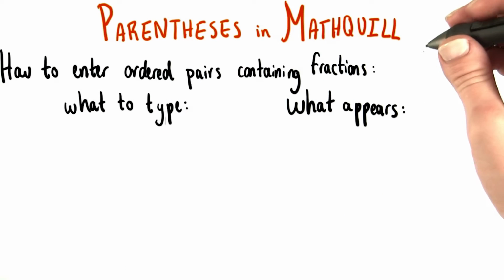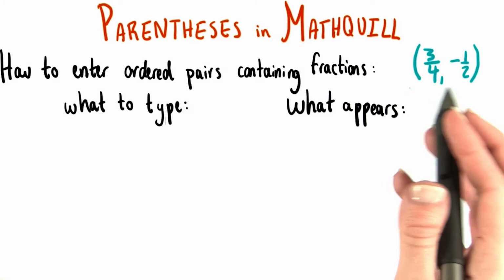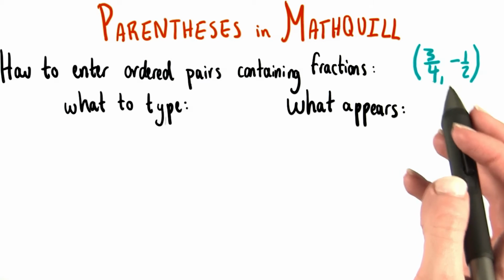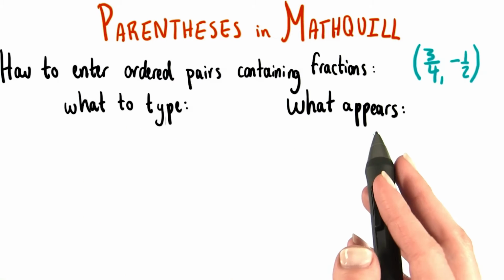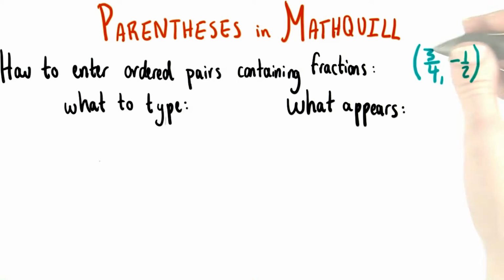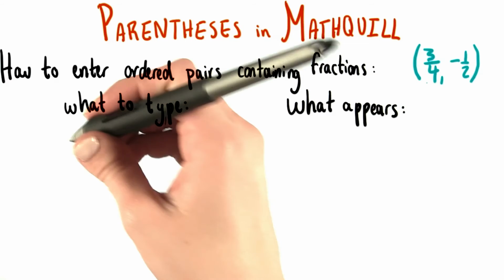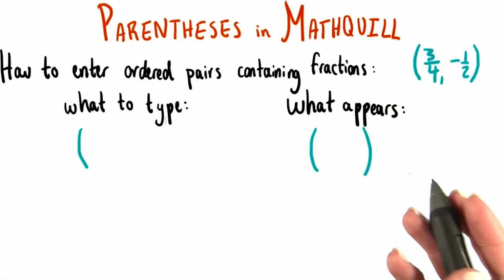So let's say that this is the ordered pair that we want to type, 3 over 4, comma, negative 1.5. I'm going to tell you exactly what keys to press and then what will appear as you type each one of them. So the first thing we have is this open parenthesis. But when you type that, both parentheses appear.